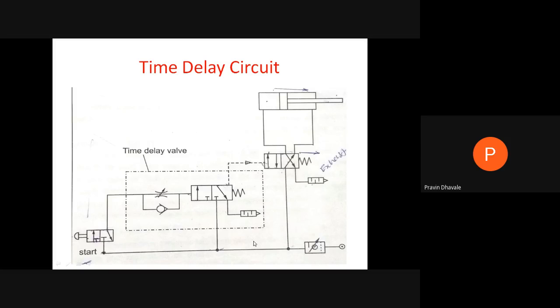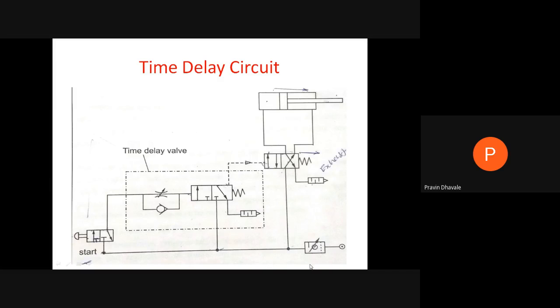Now what is the time delay circuit? It consists of two 3 by 2 direction control valves and one 4 by 2 direction control valve, right? The time delay valve is a combination of a 3 by 2 direction control valve along with the flow control valve and an inbuilt check valve. This whole assembly is called a time delay valve.